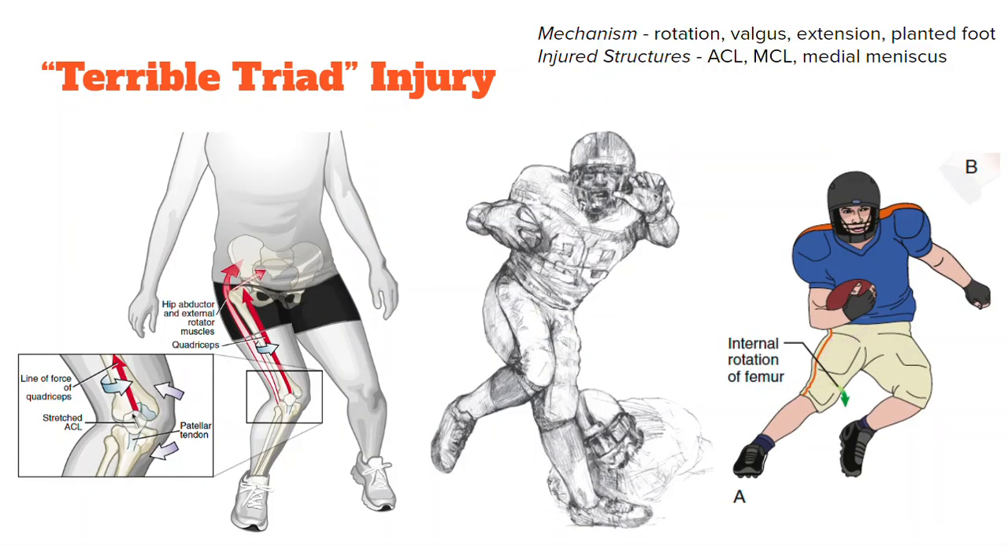And then we have something called the terrible triad, which is rotation, valgus, and extension on a planted foot that basically injures the ACL, the MCL, and the medial meniscus.